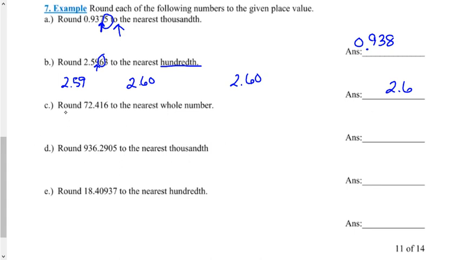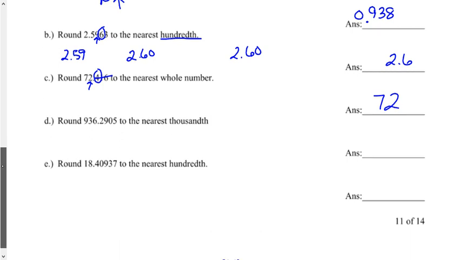Okay. Round this to the nearest whole number. So I look right here. There's my whole number. This number right here is smaller than 5. That means I'm just going to chop it all off. 72. Done.